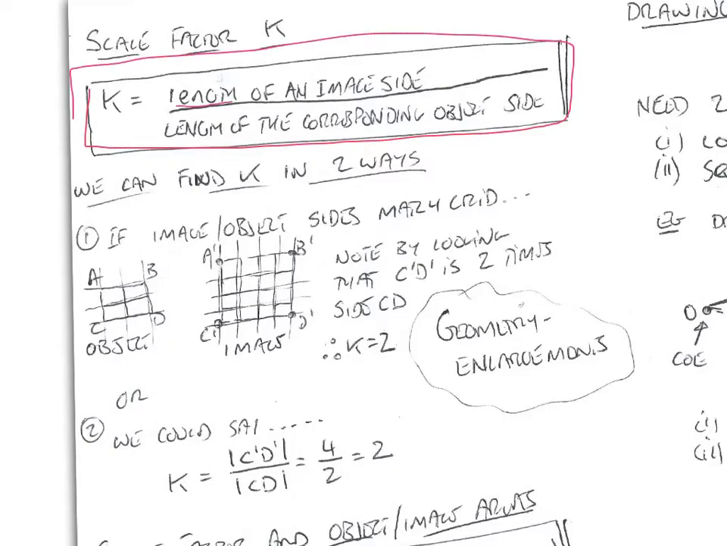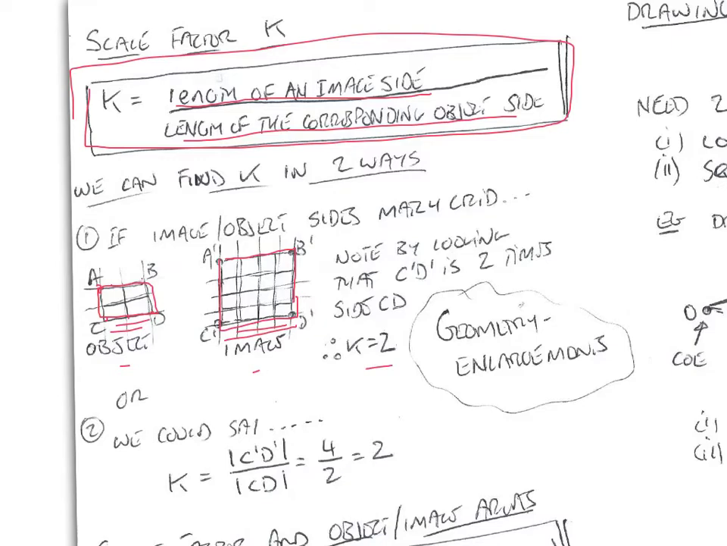K is equal to the length of an image side divided by the corresponding length of an object side. Okay, we can find k in 2 ways. Sometimes you might be given an object like this, A, B, C, D, which fits a given grid exactly and perfectly, and we might have its enlarged image, A prime, B prime, C prime, D prime. Just by looking at the object and the image, we can see that the side C prime D prime is 2 times that of the side CD. This is 4, this is 2, so K is equal to 2.